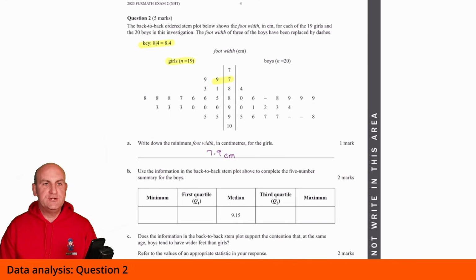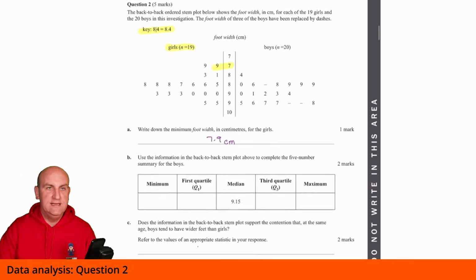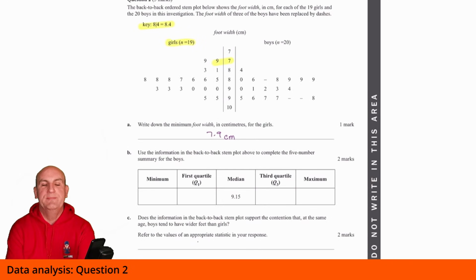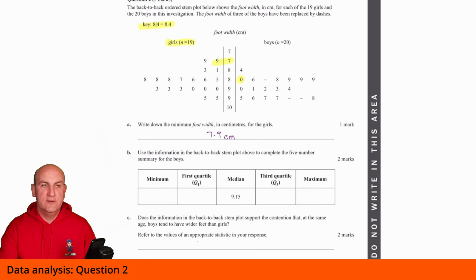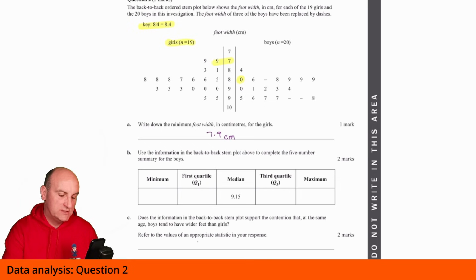Right. Use the information in the back-to-back stem plot above to complete the 5-number summary for the boys. Now, interestingly, there seems to be a bit of a mistake on the exam, because what do we notice? Well, that there is a 0. And according to the rules of this, it would suggest that actually that value there should be in this row here. So I'm going to take that as actually my smallest value, but I'm fairly sure that VCAA would have to have paid out that value there as well. All right. So again, mistakes happen. You would imagine that VCAA should have picked that one up before it was printed.